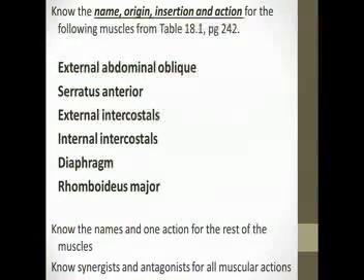As with other muscle chapters, be able to name the origin and insertion for these 6 muscles: the external abdominal oblique, serratus anterior, external intercostals, internal intercostals, the diaphragm, and rhomboideus major. Know the names and one action for the rest of the muscles. Know synergists and antagonists for all muscular actions, and you will not be required to know any innervation listed in Table 18.1.